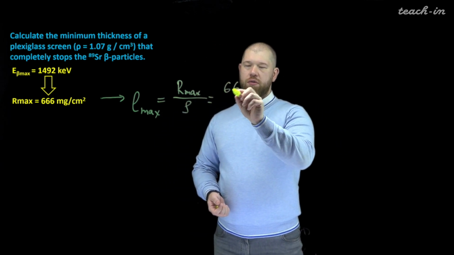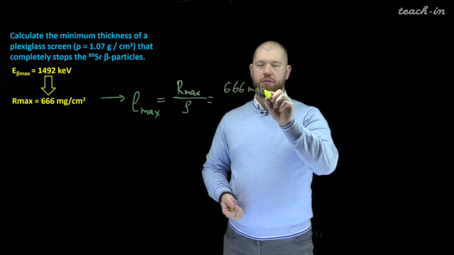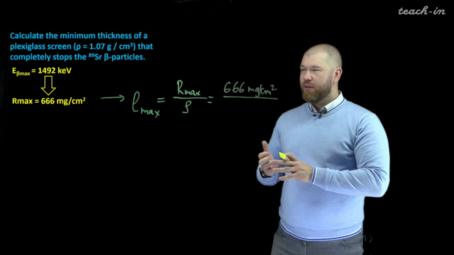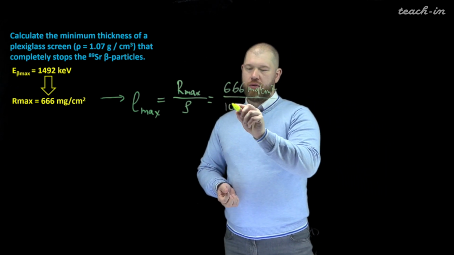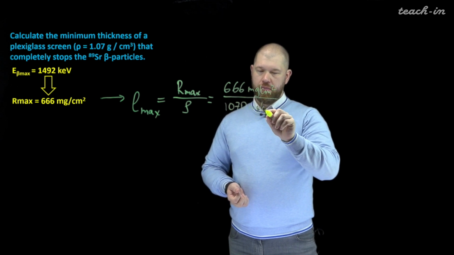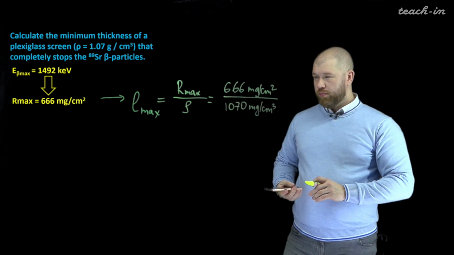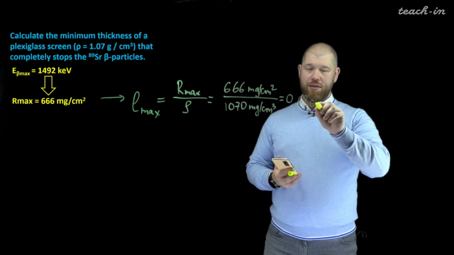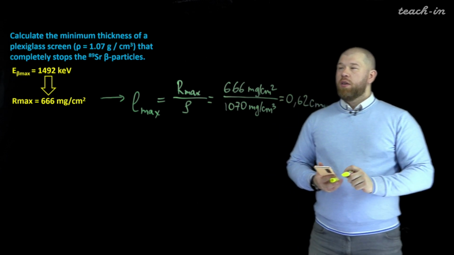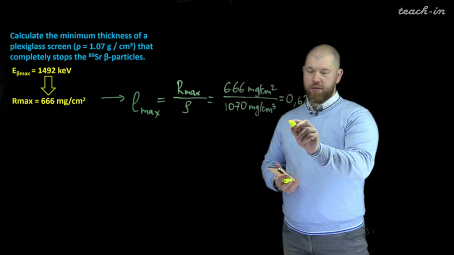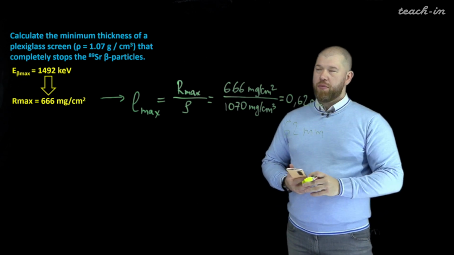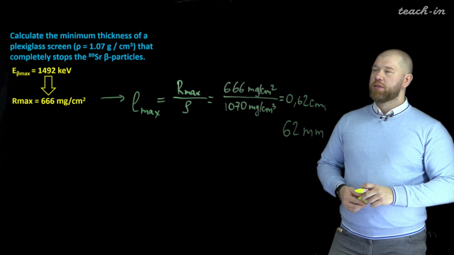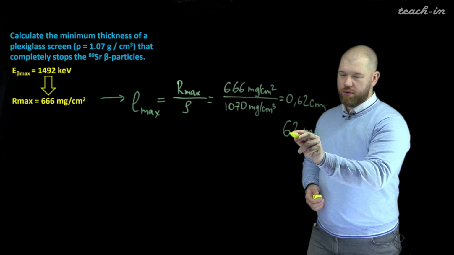So it will be 666 milligram per square centimeter divided by the density, and again we should convert grams to milligrams, so don't forget to do this. So it will be 0.62 centimeters. That means that a thickness of 6.2 millimeters of plexiglass will be enough to stop completely the beta particles emitted by strontium-89.